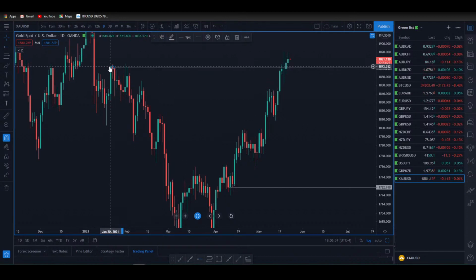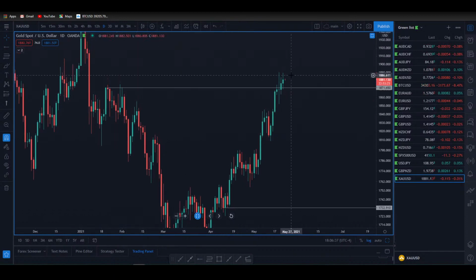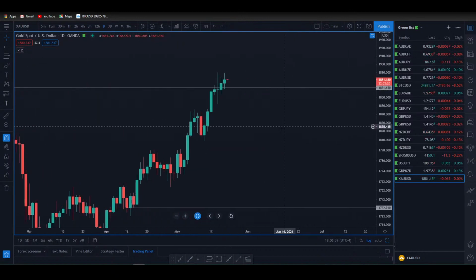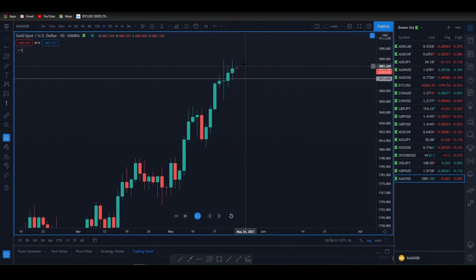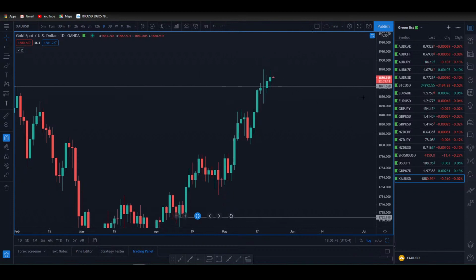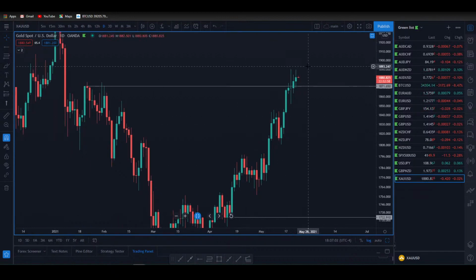You did take out this resistance level, so look for a test of that one first. 1871.65. As long as you're not closing dailies below that level, would be a good spot to look for bullish entries, maybe. I don't like buying extended trades like this because you are trading into exhaustion risk. And you've seen what exhaustion risk looks like on every crypto asset out there. Well, this can do the same thing, right? You get too extended and then boom, you can fall hard.